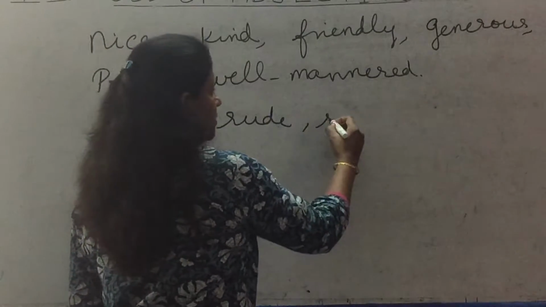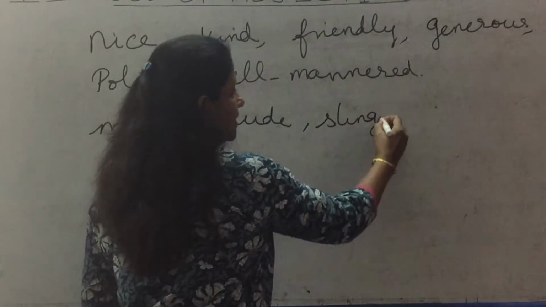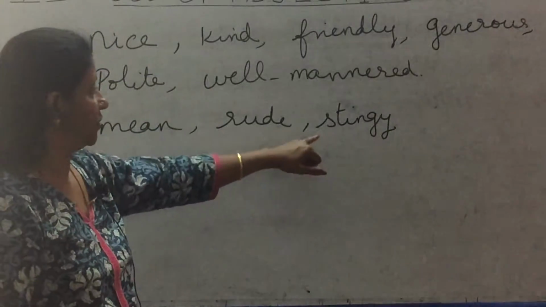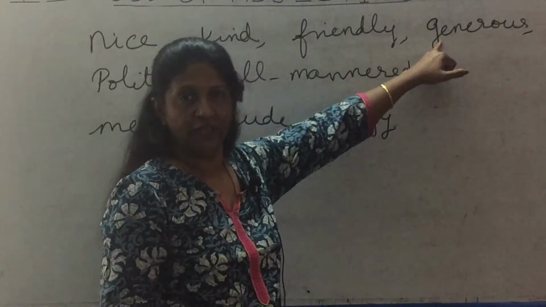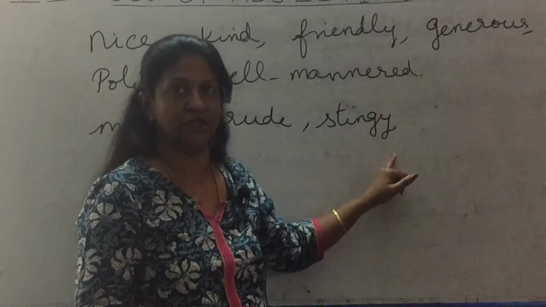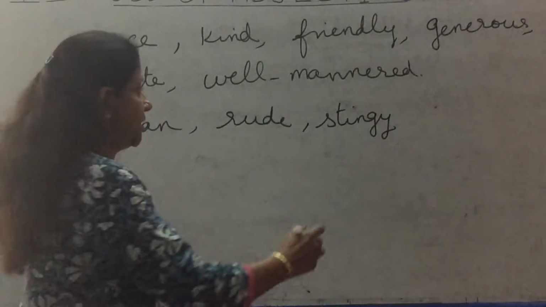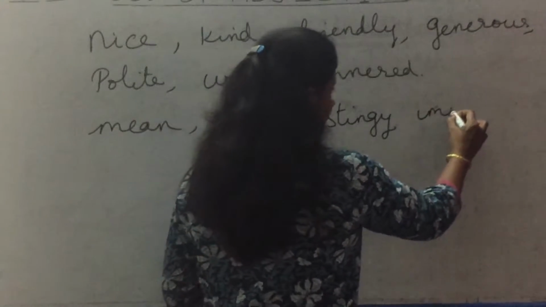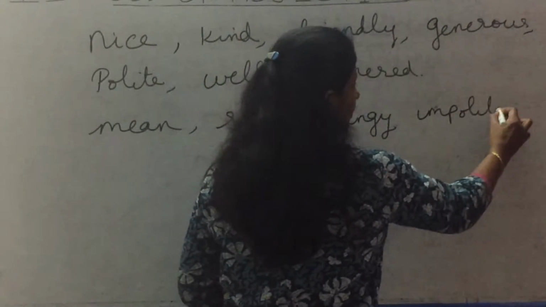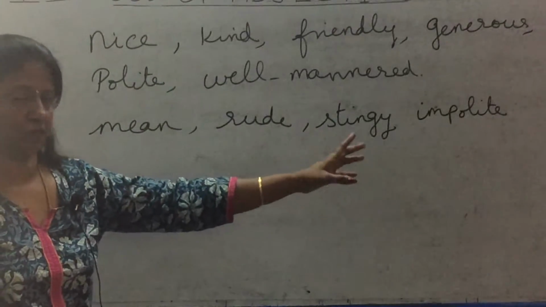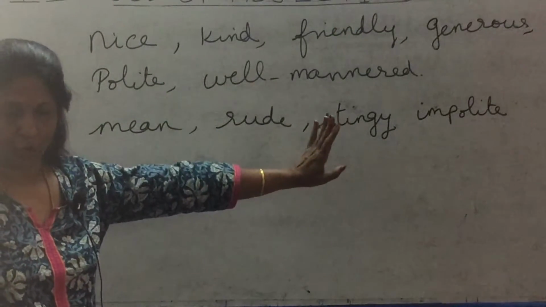And then this word, stingy. A stingy person is a person who doesn't spend money at all. So this is exactly the opposite of generous. So these are the opposites I am dealing with here. Then next is impolite. He is a polite person. She is very impolite. So these are the opposites.